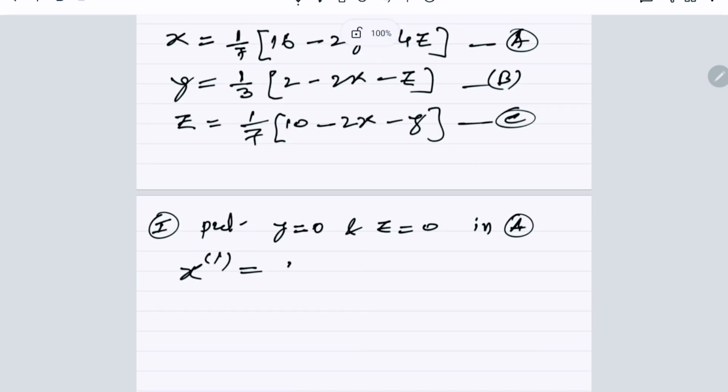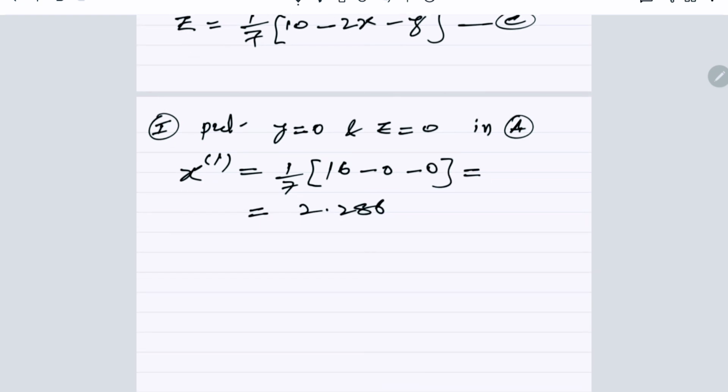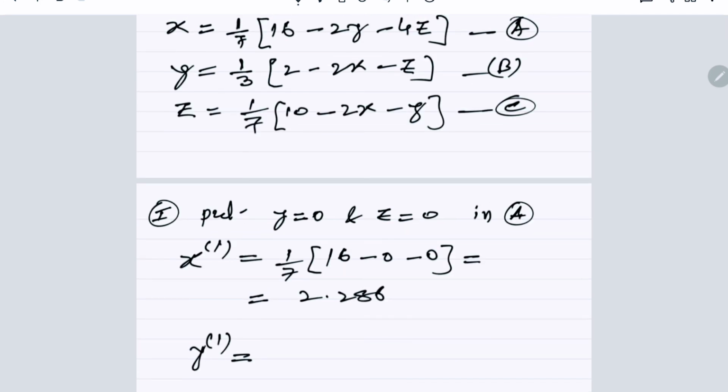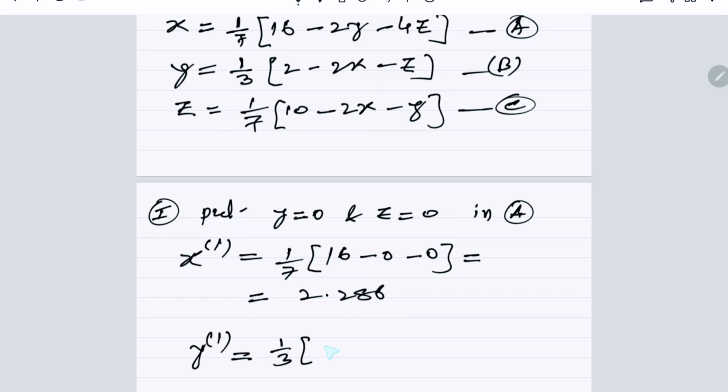Then Gauss Seidel method is an iterative method. These three equations are used repeatedly till we get the required solution. In the first iteration, put y and z as 0 in equation A to get the first approximation value x1 for x. Therefore it is 1 by 7 times 16 minus 0 minus 0, that is 16 by 7. We get that value as 2.286.